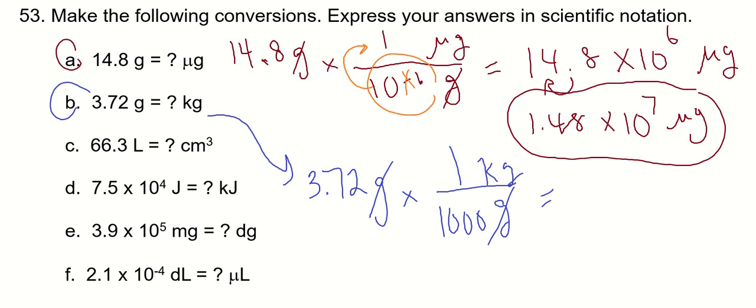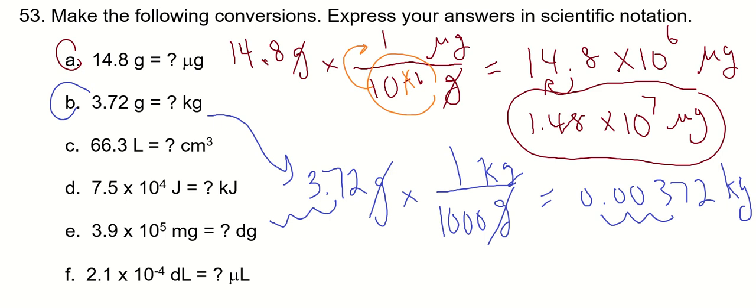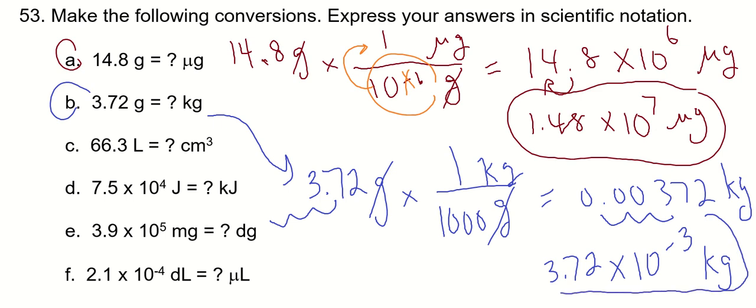So it is going to be 0.00372. 1, 2, 3. It does tell us to write in scientific notation, so we just have to move that decimal back. 1, 2, 3. Well, what was the whole point of that? 3.72 times 10 to the negative 3 kilograms. There's our answer for B.